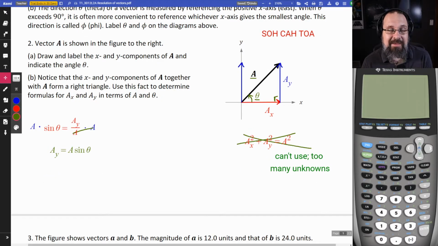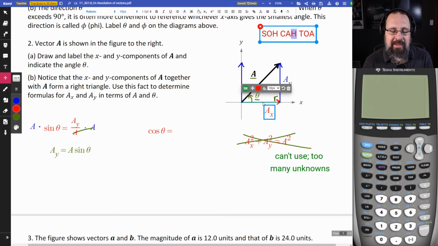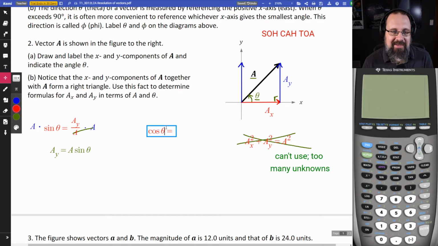Let's do the exact same thing, but using cosine. So I'll do the equation in red. I'll come right here. I'll say cosine of theta is equal to, well, cosine is the adjacent over the hypotenuse. So if we take the cosine of this angle, the adjacent to that angle is the x component, and the hypotenuse is A. So we're going to have AX over A.